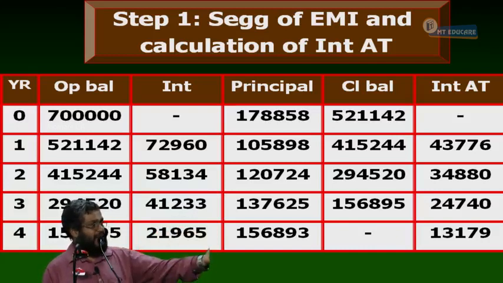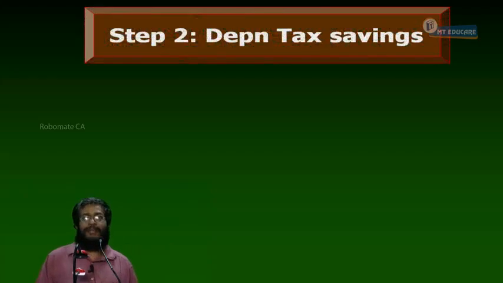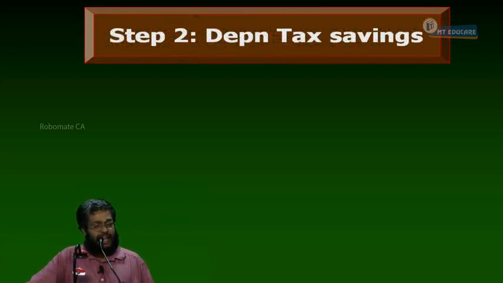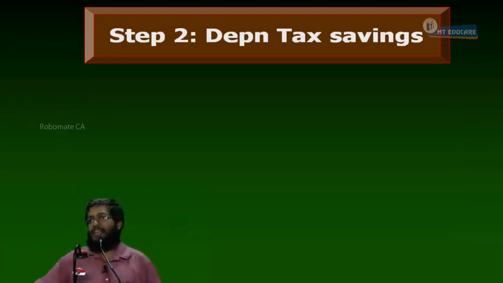One is depreciation. Another is salvage value after tax. Respond, yes or no? Now, step two or step one or step three? Step two, depreciation tax savings.